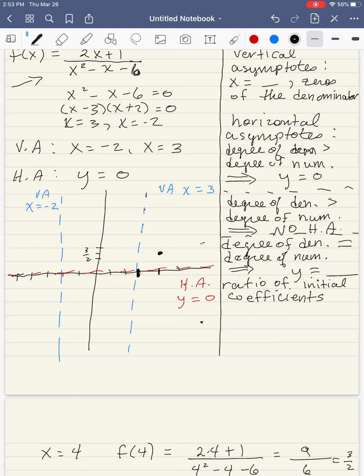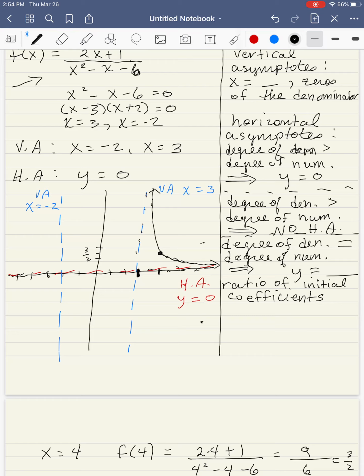I have my vertical asymptote here and my horizontal asymptote here, and the graph will be a curve skimming along those. So that's what that piece of the graph looks like.